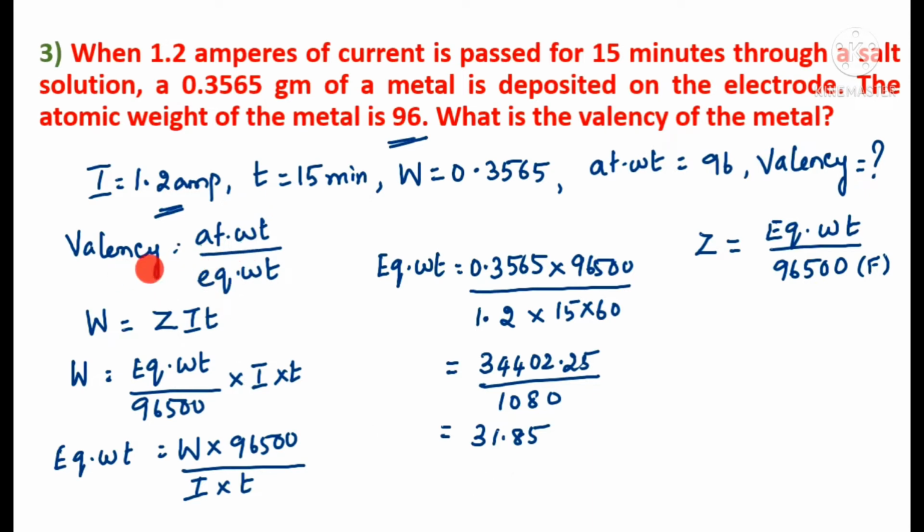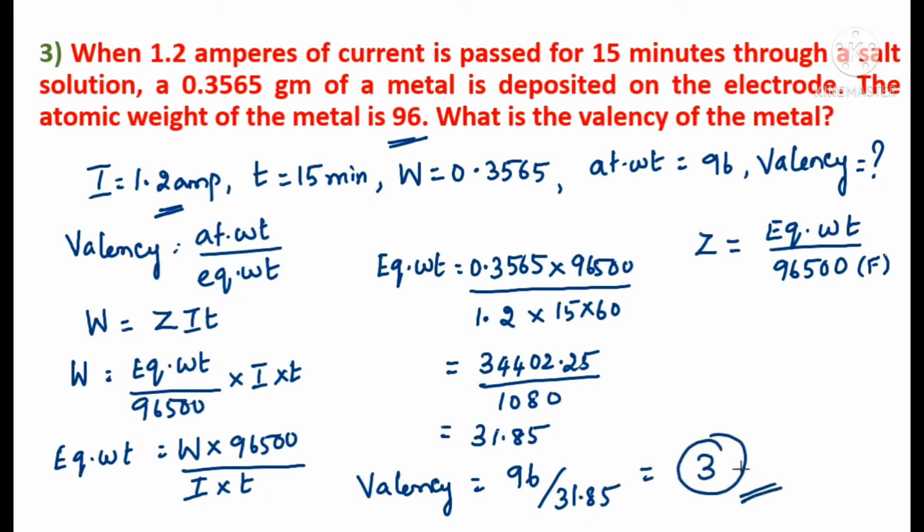Our intention is to calculate valency, is it not? So already atomic weight is given, and now we have found out the equivalent weight, so easily we can calculate valency. So what is valency? Valency is equal to atomic weight divided by equivalent weight. Atomic weight is 96, equivalent weight 31.85. So the answer is 3. Understood, students? This is how we should calculate the valency using Faraday's first law.